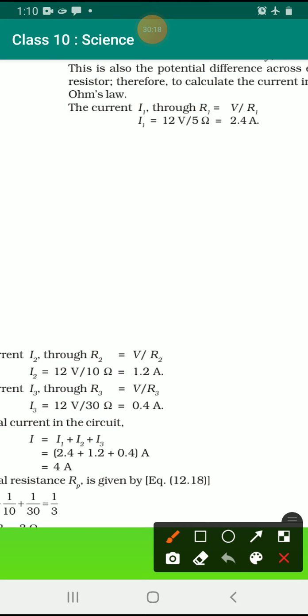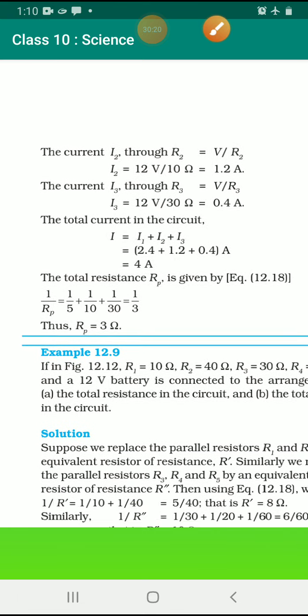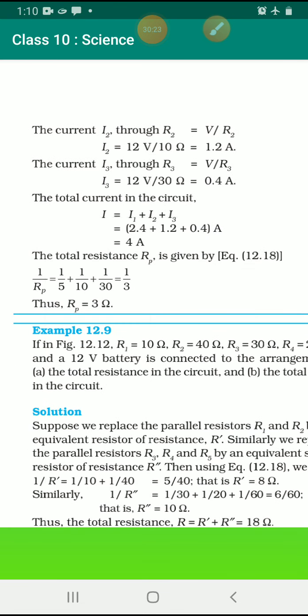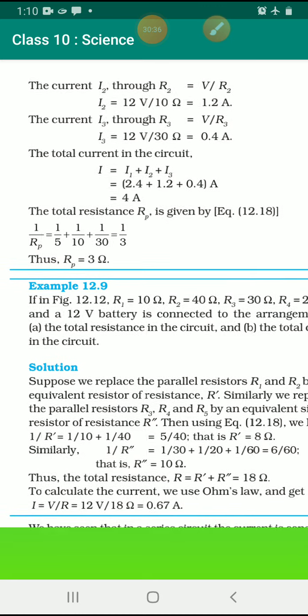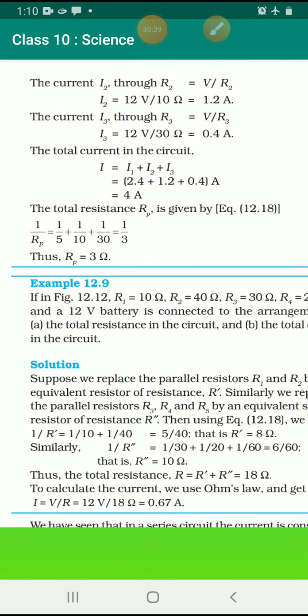Got it. So next, the total current of the circuit will be I is equal to I1 plus I2 plus I3. So in total we add 2.4 plus 1.2 plus 0.4 ampere, and that total is equal to 4 ampere. Okay, I hope you know the adding of decimals. If you don't know, children, just simply add all those numbers, and from the left see after how many digits the decimal point is kept, and keep it at that place.